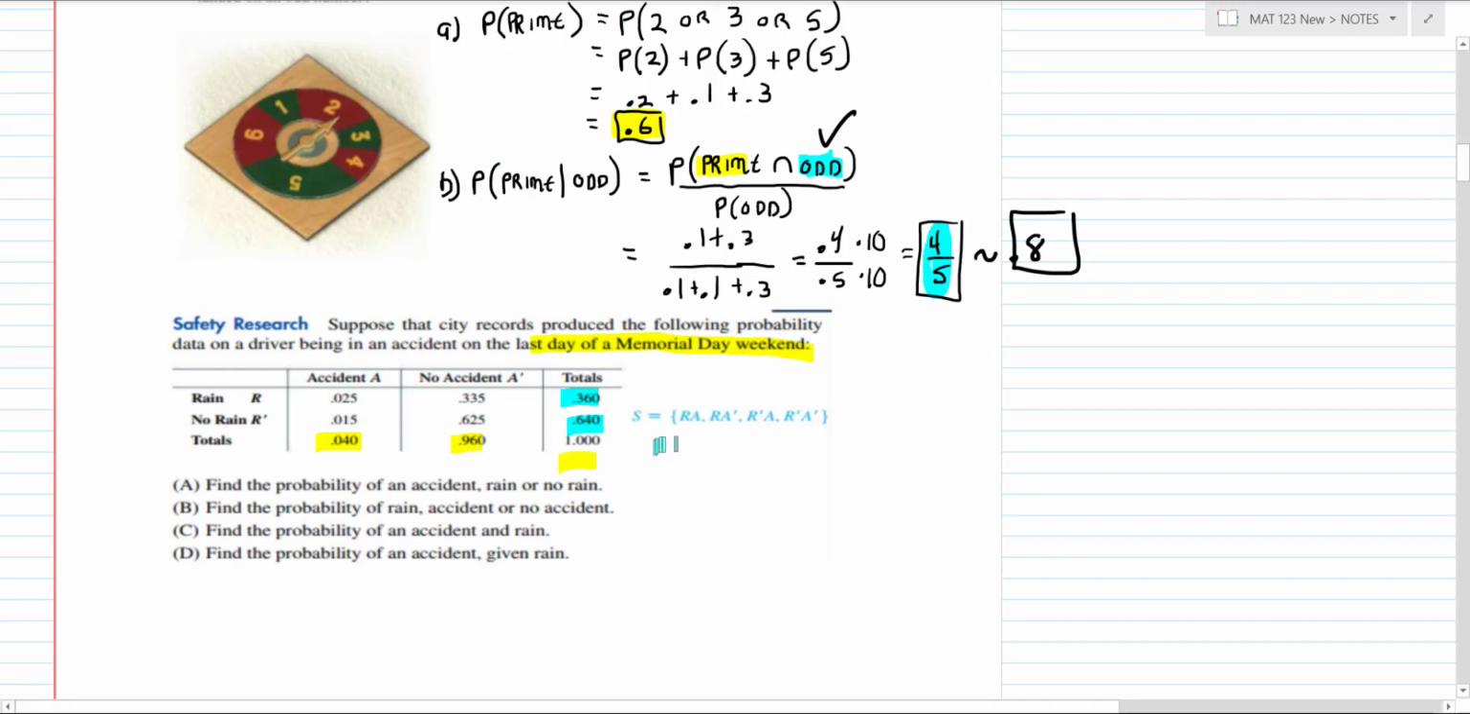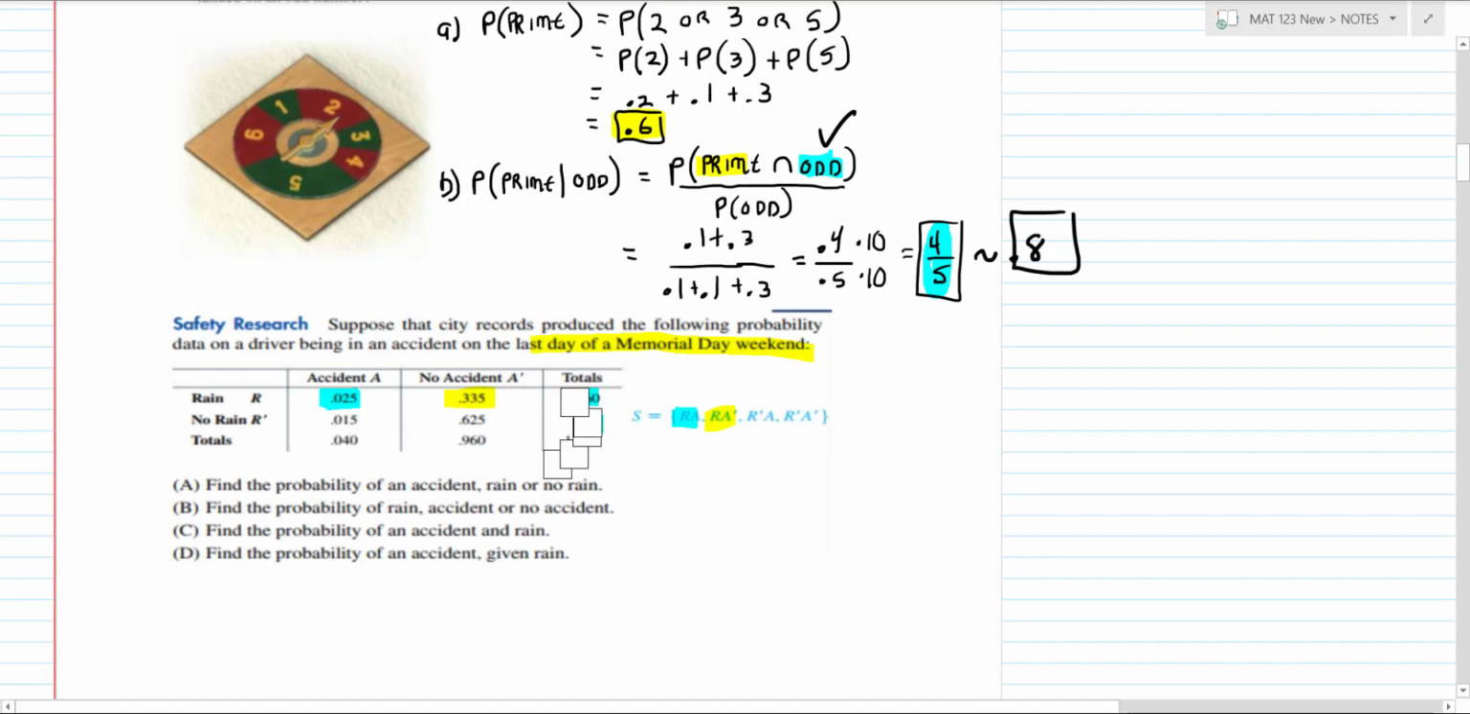Okay, so what this is saying is the sample space would be rain and an accident, rain and not an accident, no rain and an accident, and no rain and no accident. Okay, and that's what this is doing. So basically this is the probability of rain and an accident. This one is the probability of rain and no accident. Okay, like that, and so forth.